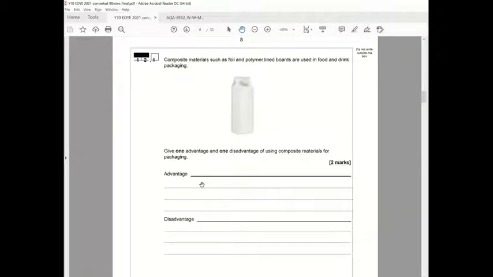Here we go, so 12 actually. Composite materials such as foil and polymer lined boards are used in food and drinks packaging. Give one advantage and one disadvantage of using composite materials for packaging.